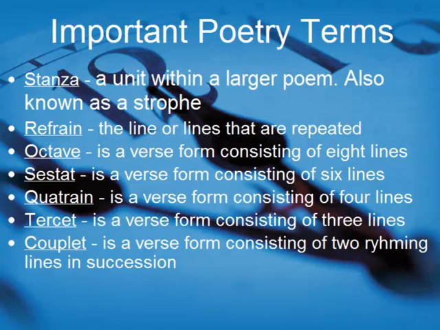Octave. Octave is a verse or stanza that contains 8 lines. A sestet contains 6 lines. A quatrain contains 4 lines. A tercet contains 3 lines. And a couplet contains 2 lines, but they're 2 successive rhyming lines. So those are your stanza lengths or your verse lengths so that you can understand those.